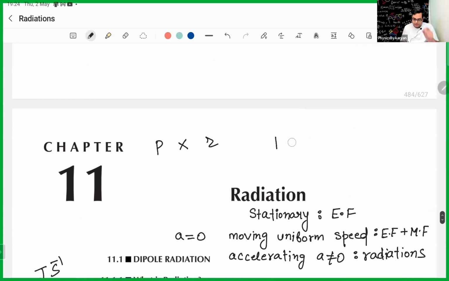So let me again repeat this thing, because this is very important. Once you understand this definition, then we can enter into the chapter. So the point here says that radiation, we can call something as radiation.